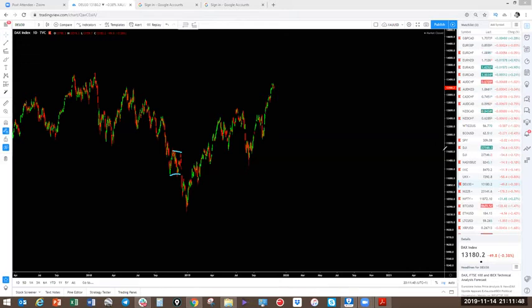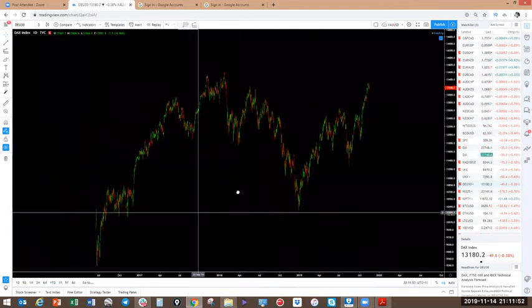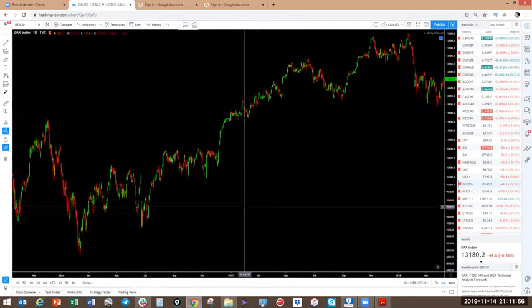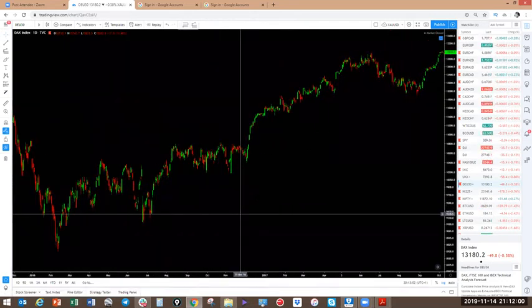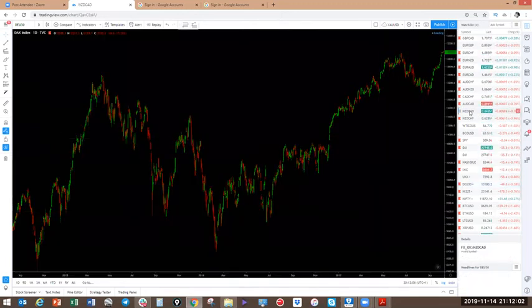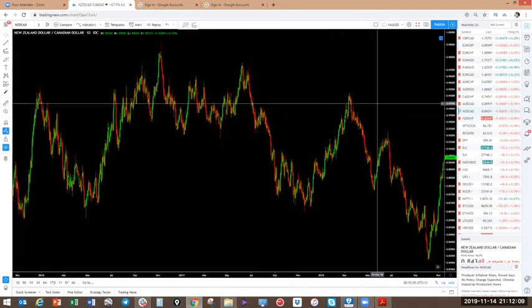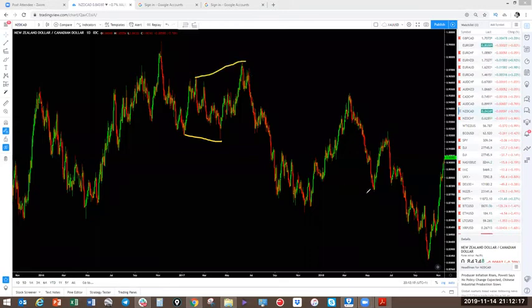Okay, so let's look for more. This is the exercise that you need to do for tomorrow. Go and identify these corrective structures. Let's look for another chart here. Now, what about this one? It's identified in yellow. You tell me which one it is. This one. Which corrective structure is that?